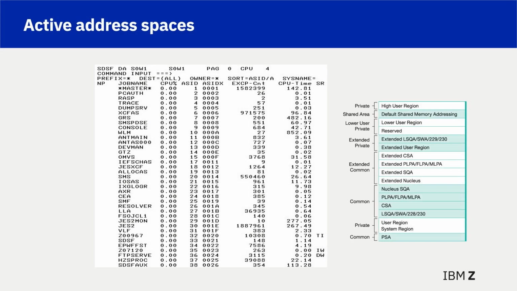The chart is from an SDSF display of active address spaces sorted by ASID, address space ID. Observe ASID 1 *MASTER* to ASID 25 SMF. Address spaces 1 to 25 are started as a result of the z/OS IPL, initial program load. Observe ASID 32 and ASID 35 are user address spaces.